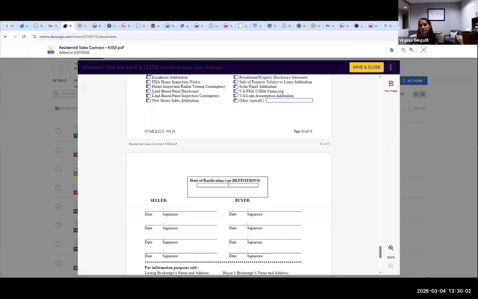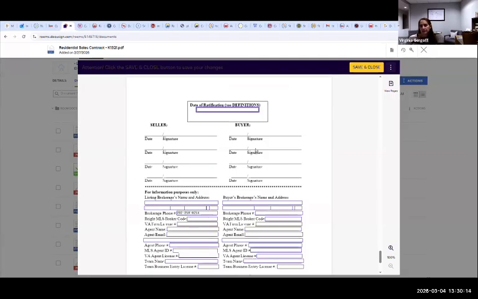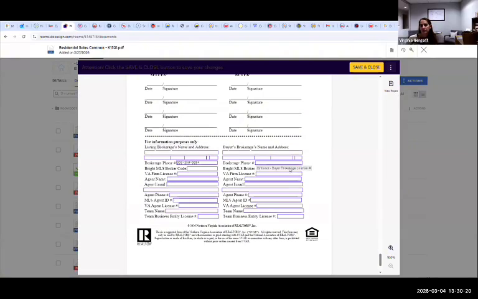Date of ratification, again, it says see definitions. Why? Because they want to make sure that everybody understands what the day of ratification is. Is it today? Is it tomorrow? So you put the date in here, then you put the seller signature on one side, the buyers, and then for information purposes only, you have the listing agent information and the buyer agent information.